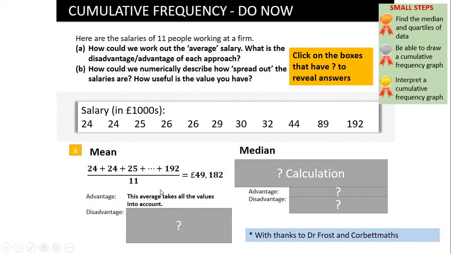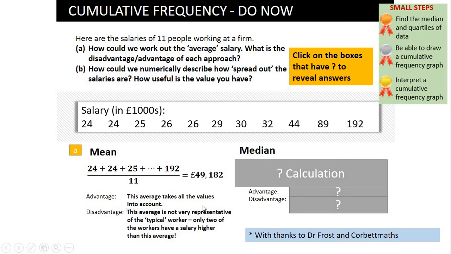The disadvantage then is this is not very representative of the typical worker. As you can see, only 2 of the workers have a higher salary than the average of £49,182.